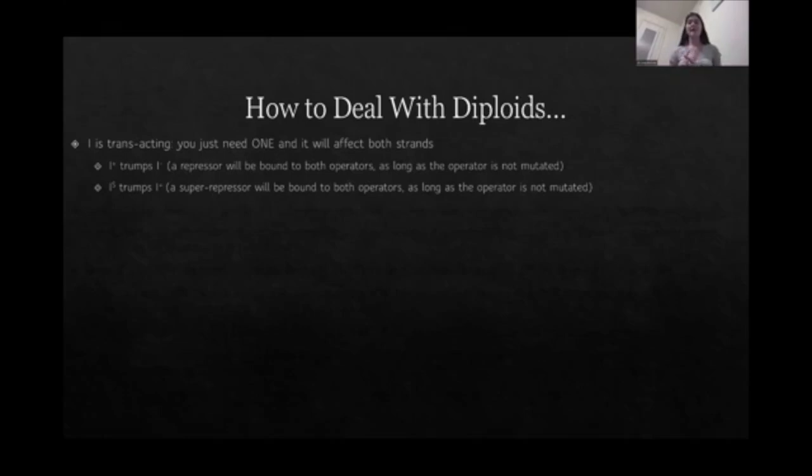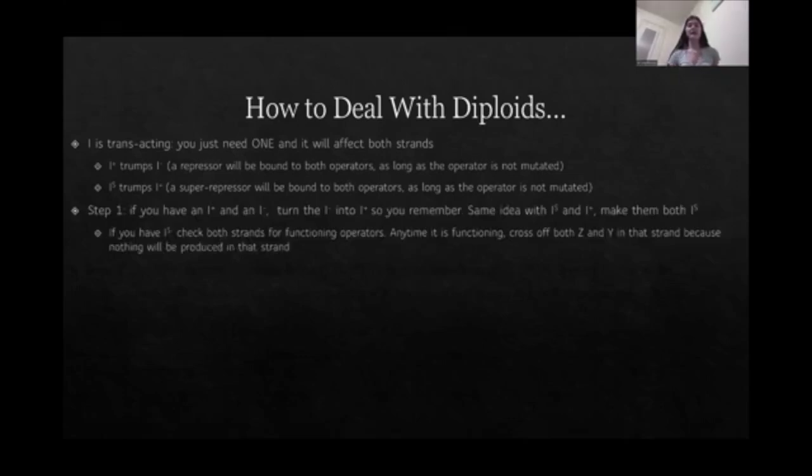So I plus trumps I minus, meaning if you have one I plus and one I minus, there will be a repressor bound to both operators as long as your operator isn't mutated. In addition, IS trumps I plus, or by default I minus, meaning that if you have at least one IS, a super repressor will be bound to both operators, again, as long as the operator is not mutated.